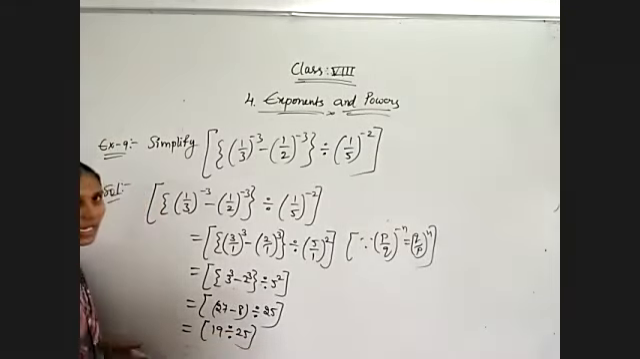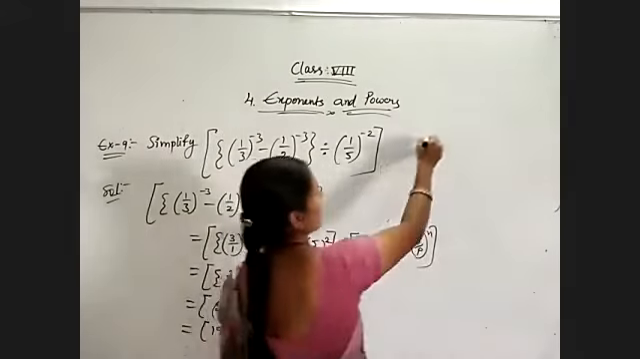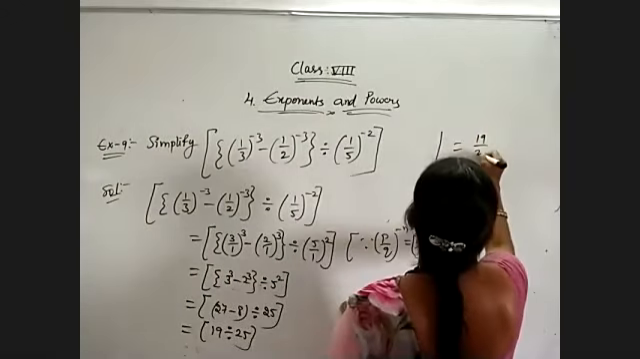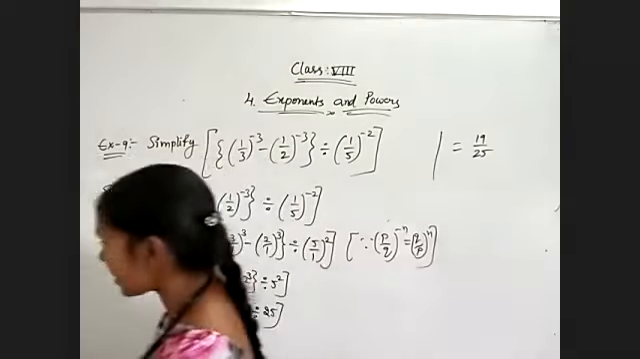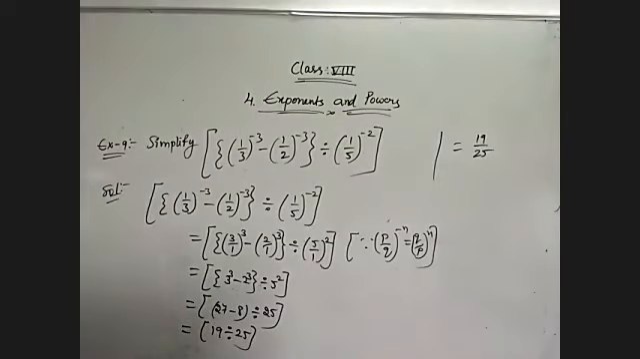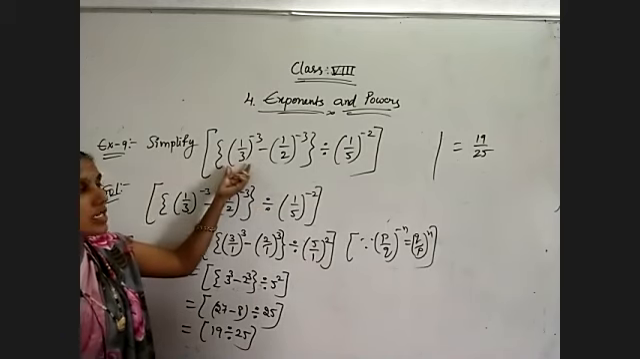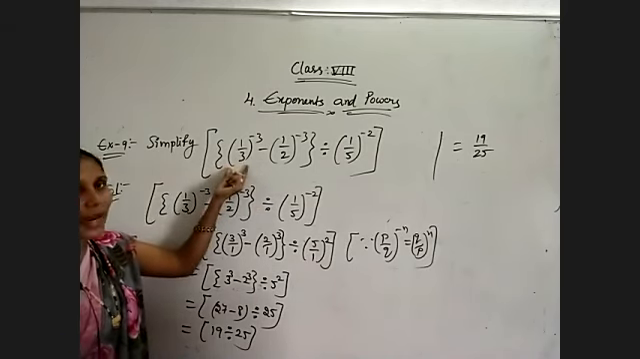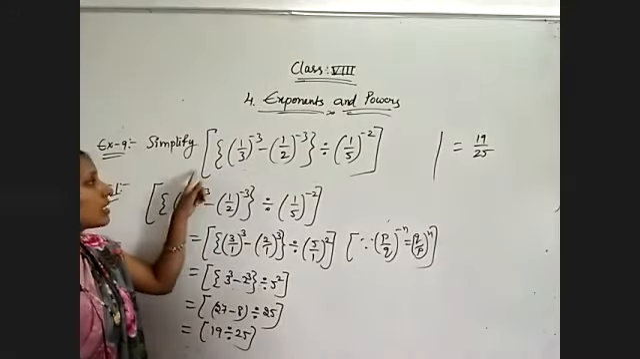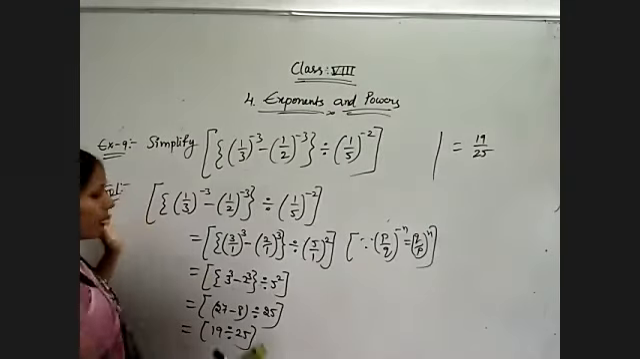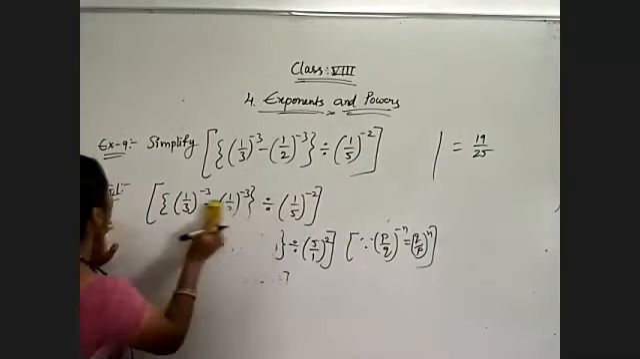Here only one bracket is there, so directly write the answer. That is equal to 19 by 25. So that is the answer: 19 by 25. Once again see, whenever you are getting brackets, first try to simplify the normal brackets, then curved brackets, then big brackets. Okay. Now coming to the next example, the last example.